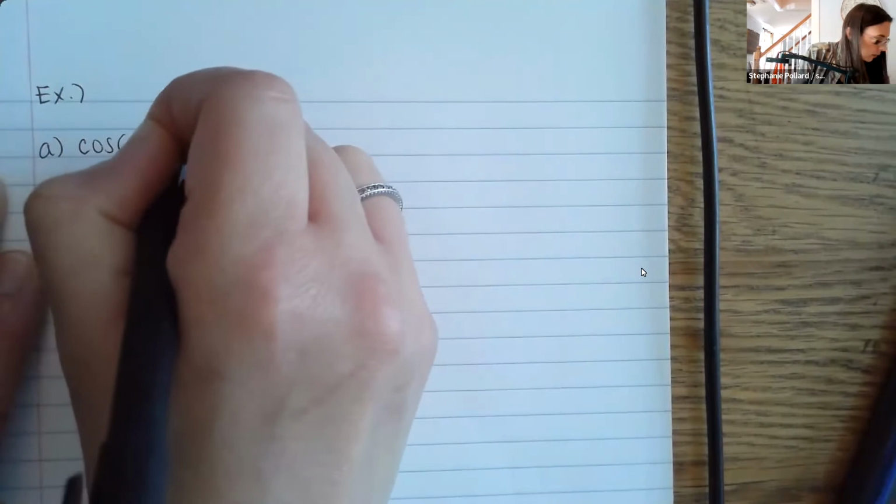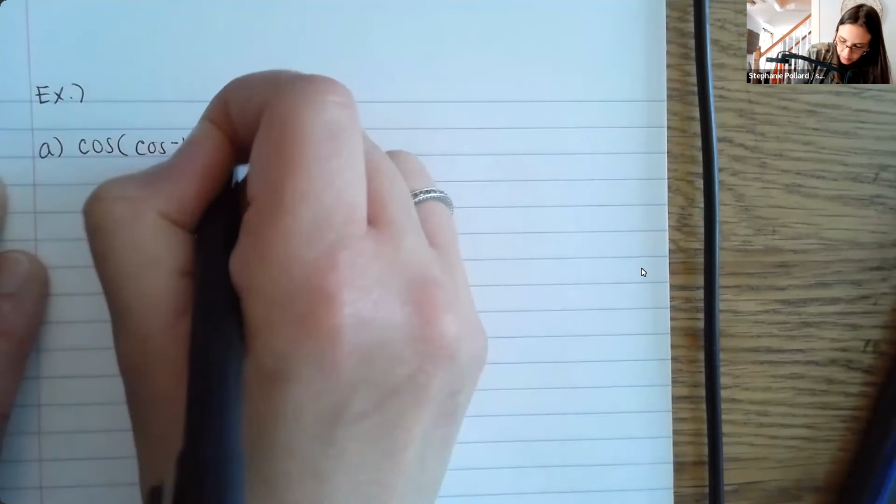All right, let's just do a couple more of this style. And again, we're going to find the exact value. So we're going to do sine of cosine inverse of 0.6.